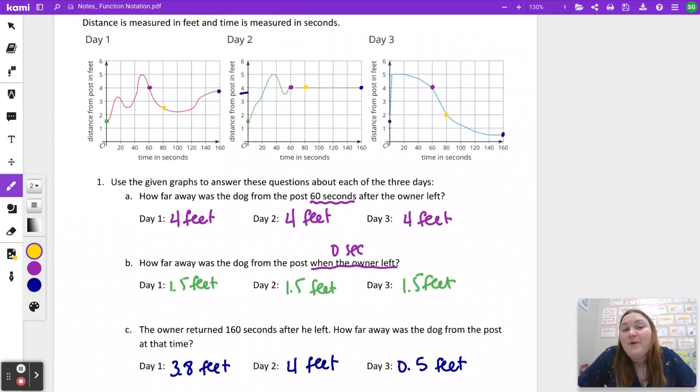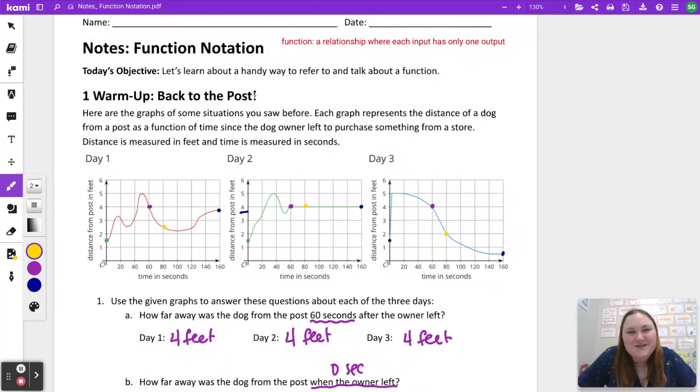Now remember, the goal of this lesson was to talk about a handy way to refer and talk about functions. We're seeing that all this language I have to use is not going to be the easiest way because it takes a lot of words to describe this. And so instead, we have an easier way to describe these different points on the graph, and that easier way is going to use function notation.